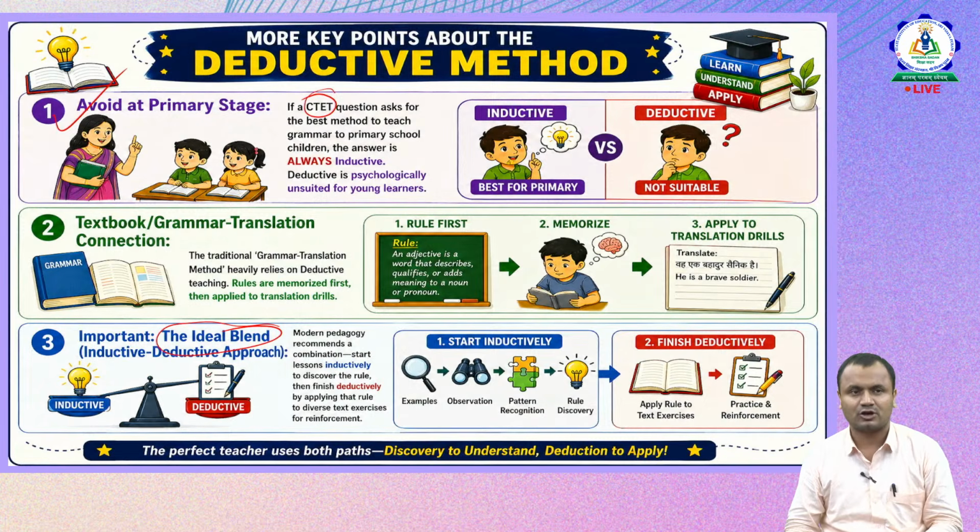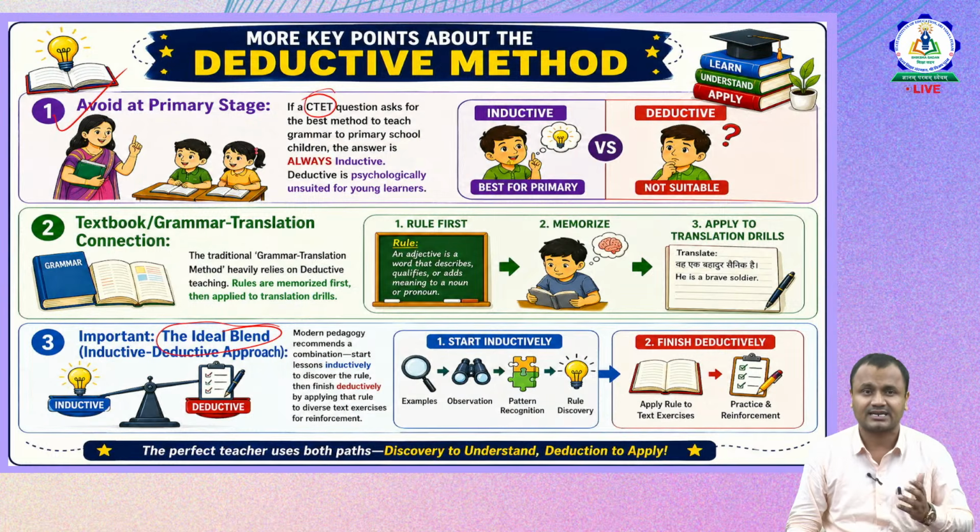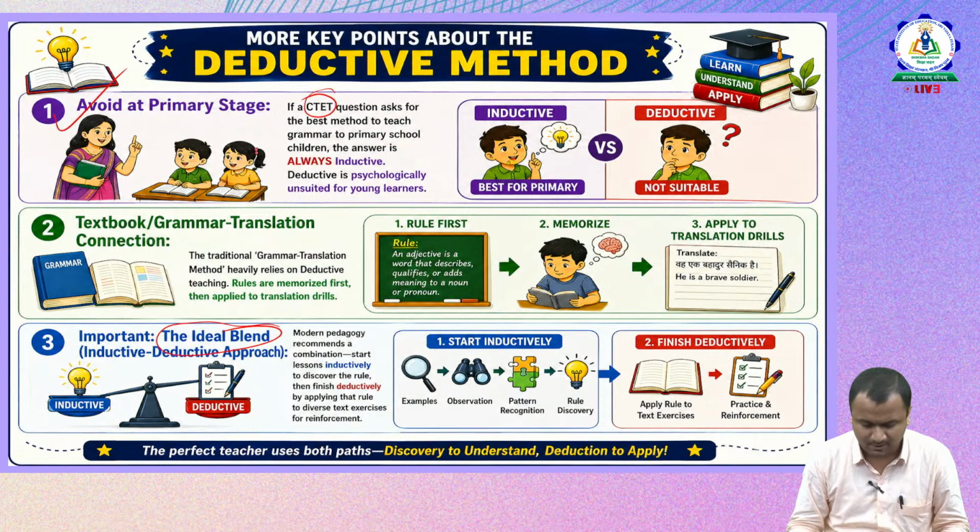If it is not available in the options, then we'll go with inductive. We have to avoid deductive until and unless the question says to find out which features are aligning with which method, deductive method or inductive method.